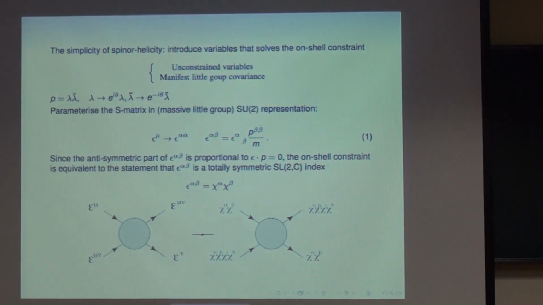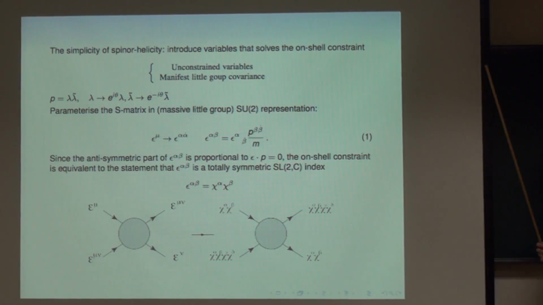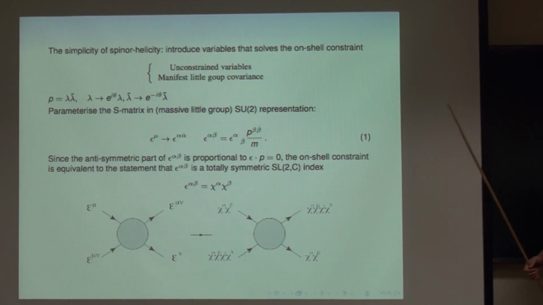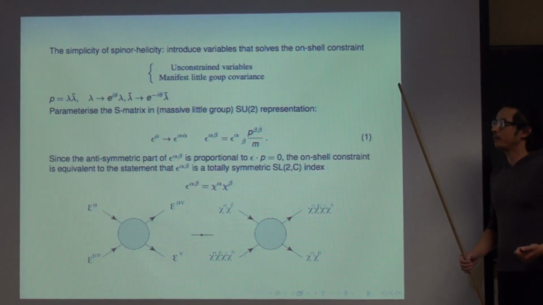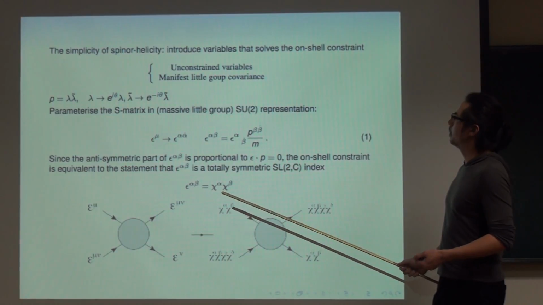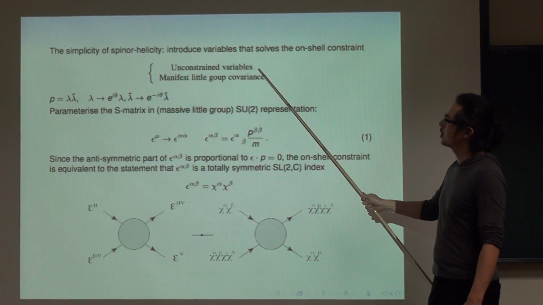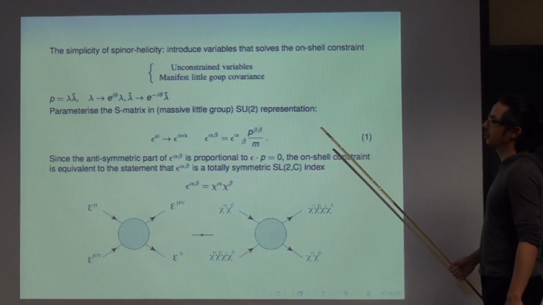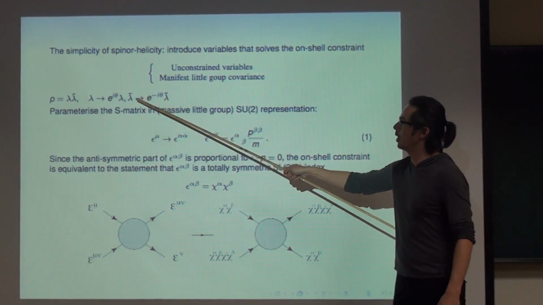And so we believe that now we have found the correct way to look at an S matrix properly, which is defined for massive particles. And if you wanted to find something like this, what would you look for? Well, the simplicity of spinor helicity was really built on two properties. First, it solves the on-shell constraints using unconstrained variables, and then it manifests the little group covariance. And the little group covariance was the U(1), where these variables transform covariantly.